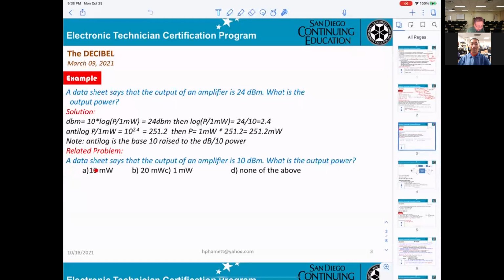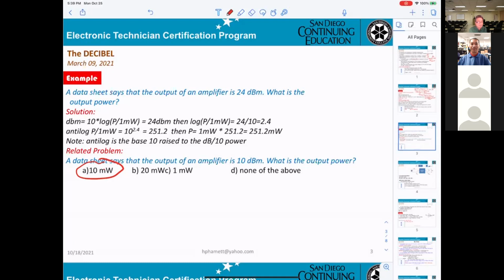Okay? A data sheet said that the output of an amplifier is 10 dBm. They want to know what is the output power, A, B, C, or D. Which one is it? Who already done? I guess A. Okay, one person got A. Who else? I agree. Also A.